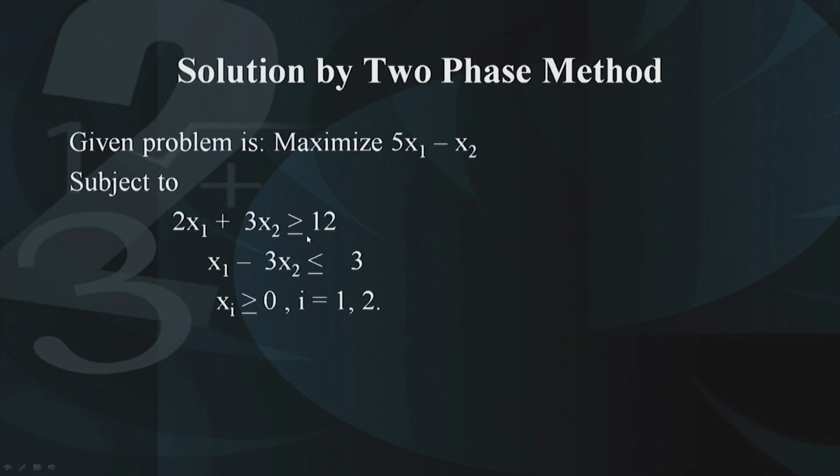Now, once we have done this, let us look at the same problem with the help of the simplex method. Since one constraint is of the greater than type and the second constraint is of the less than type, we will need to use artificial variables, and we can use the two phase method to solve this problem.